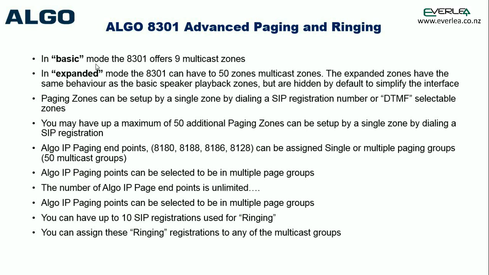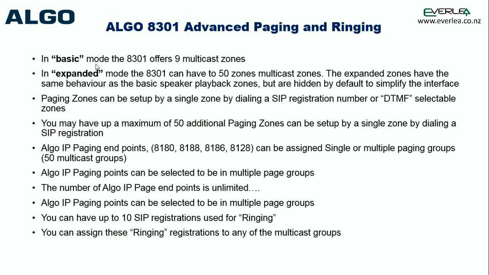Just to make life even more interesting, the 8301 has what we call an expanded mode. Now this is unlicensed and can just be turned on, and this will enable you to have 50 zones. These are 50 multicast zones, so you can create groups. You can have hundreds of IP speakers running on the 8301, and you can put them into different zones. No matter what you want to do, you can have the speakers in more than one zone, so you have 50 zones. It's quite impressive what you can do with this.